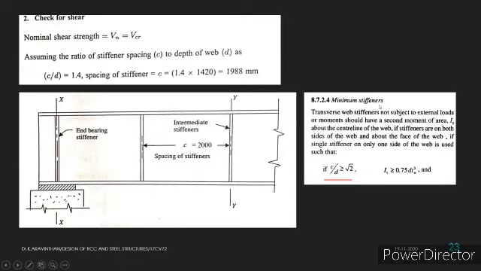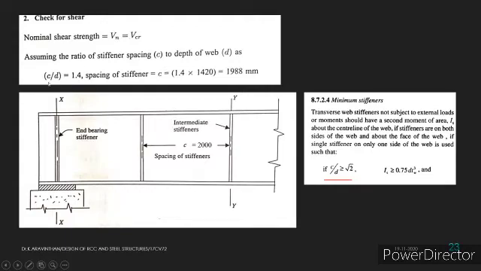The minimum transverse web stiffener not subjected to external loads or moment should have a second moment of area, that is Is. This is the moment of inertia about the center line of the web, if the stiffeners are on both sides of the web, and about the face of the web if a single stiffener on only one side of the web is used. They have given this relation. So C by D should be greater than or equal to root 2. Root 2 is 1.41, so it is nearly 1.4, equal to 1.4.